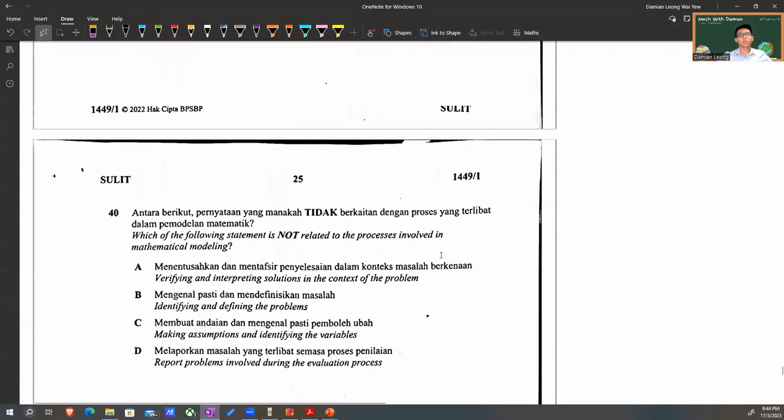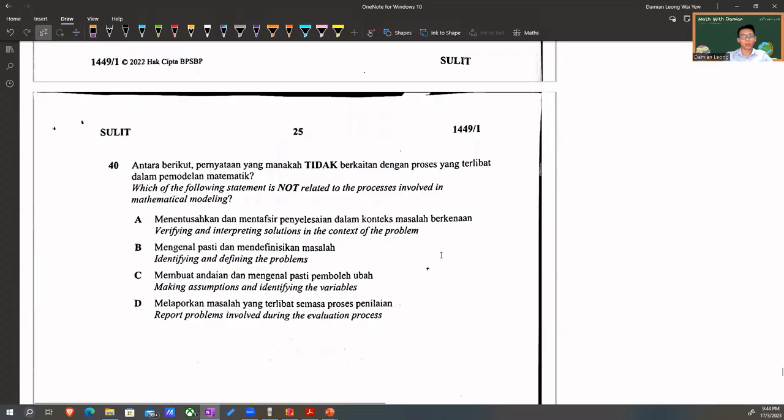Yeah. And then question 40. Which of the following statements is not related to a process involving mathematical modeling? So verifying and interpreting solutions in the context, definitely yes. Identifying and defining problem. In fact, that's the first one. Making assumptions and identifying variables, that's the second step. So it's this one first, second, third. Report problems involved during evaluation process. That is not.